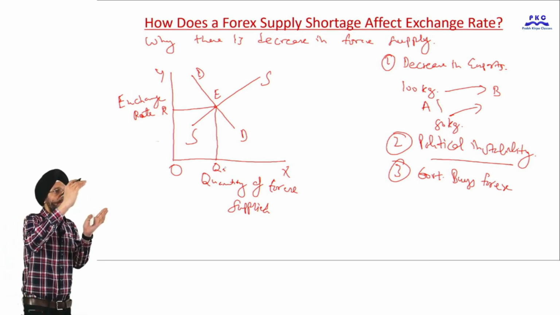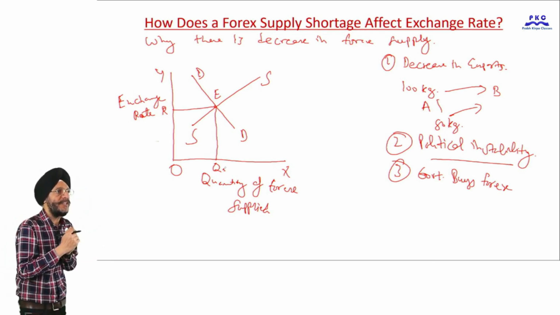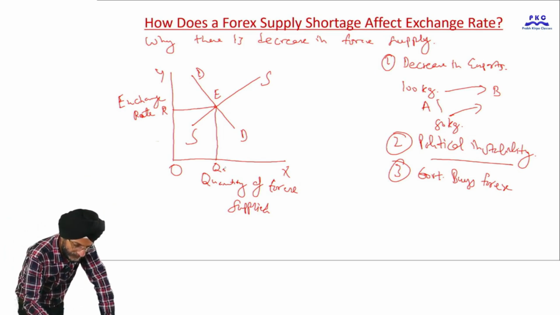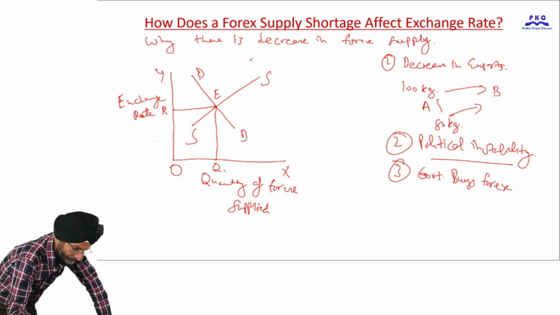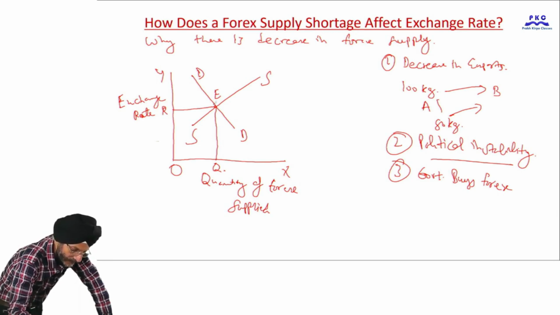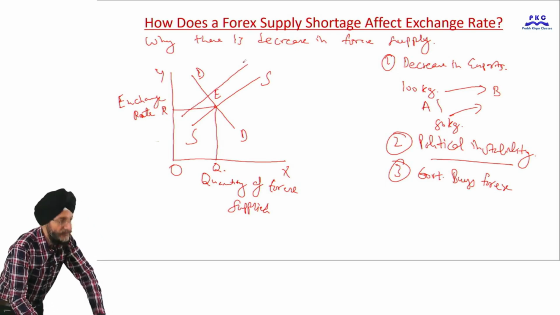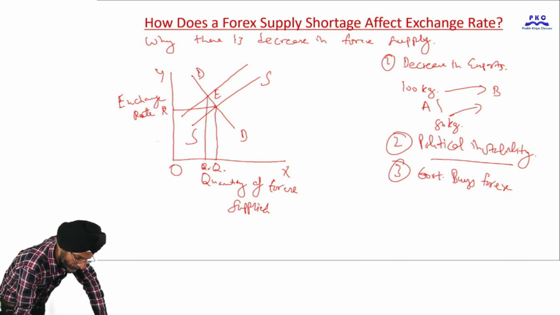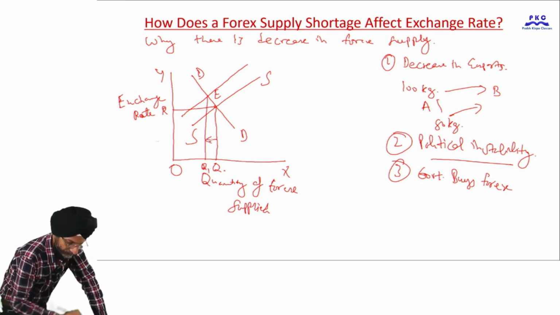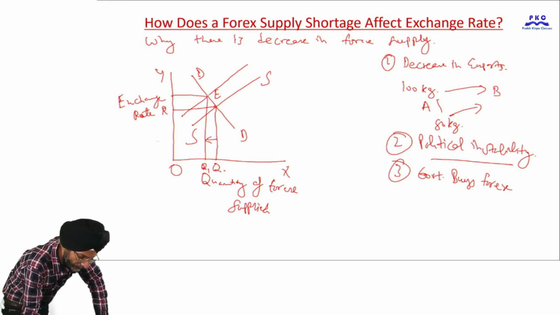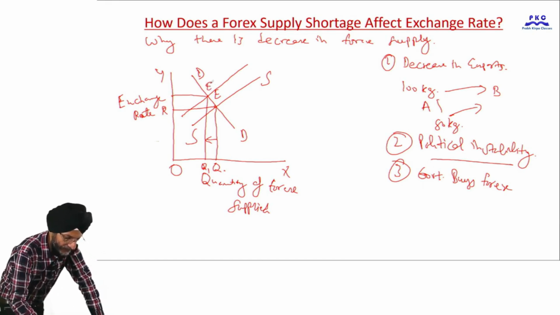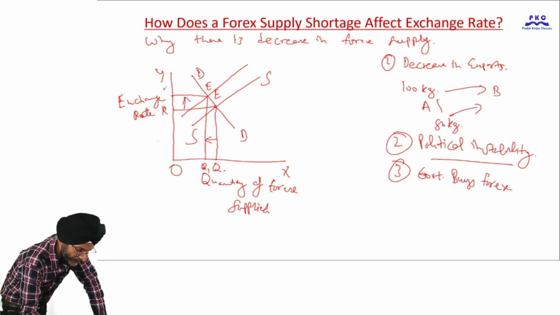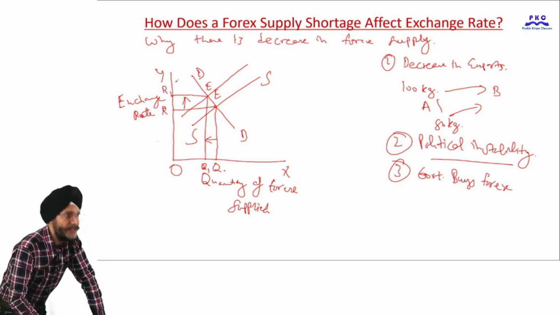Now if the supply of foreign exchange decreases, what happens? If the supply decreases, it means that the supply curve shifts upward or to the left. The quantity becomes OQ1. Then equilibrium point also shifts upward and exchange rate also shifts upward.